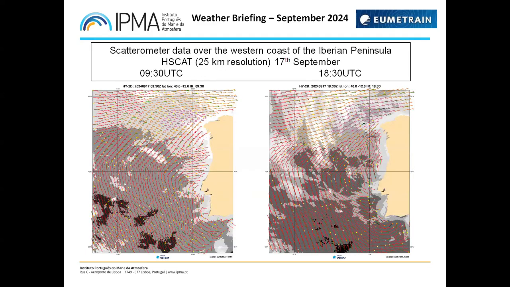Here we can see the scatterometer data from sensor HSCAT. It's on board the Chinese satellite, and this is for the morning and late afternoon of the 17th. On the left image, you can see the easterly flow over the sea at the northern part of the Portuguese coast. And this kind of flow is not the predominant one in this region. So this is a signal that the eastern flow is so strong that it reaches the western coast of Portugal, and in turn decreases the humidity over these areas to values well below average.